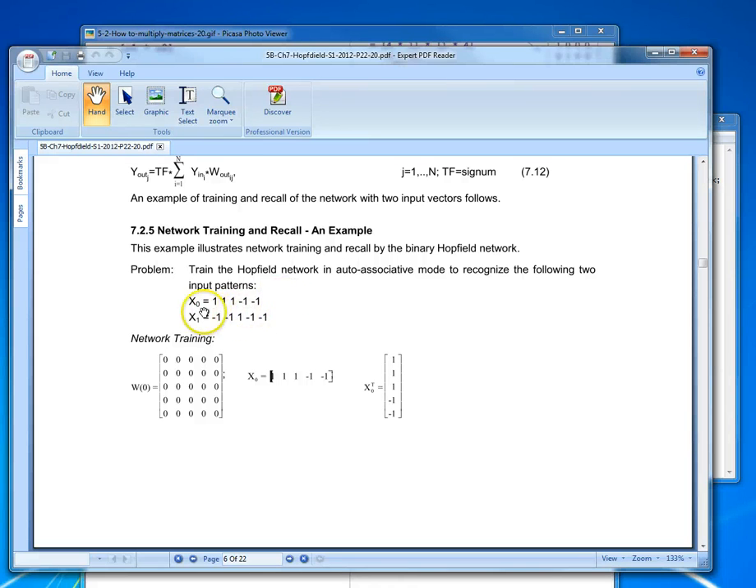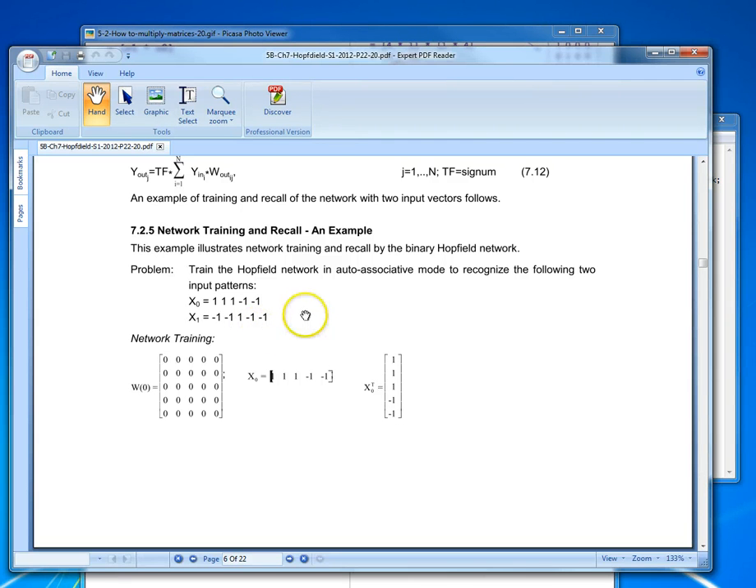So in this case, we want to train for these two patterns. They are just 5 bits long each. You want to store this image: 1 1 1 -1 -1. And the second image is -1 -1 1 -1 -1.